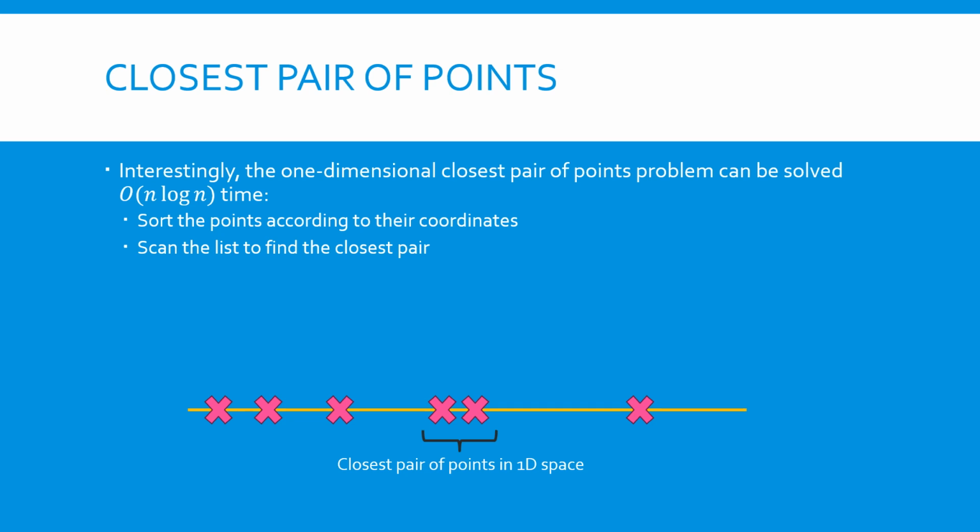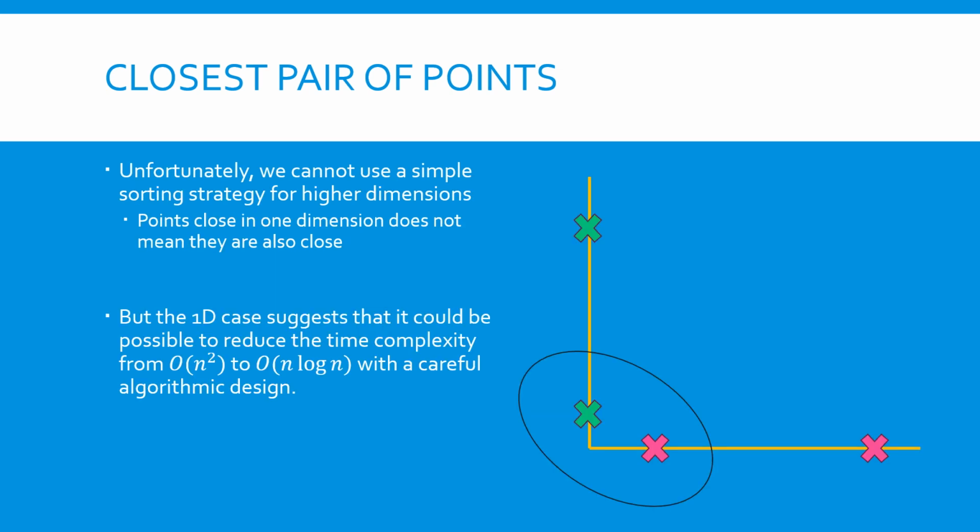So, how fast should it be? Interestingly, the one-dimensional closest pair of points problem has a simple solution that runs in O(n log n) time. To solve it, we simply sort the points by their coordinates and scan the sorted points to identify the closest pair. Unfortunately, this simple sorting strategy cannot be directly applied to the 2D case. This is because points that are close in one dimension are not necessarily close in the entire space.